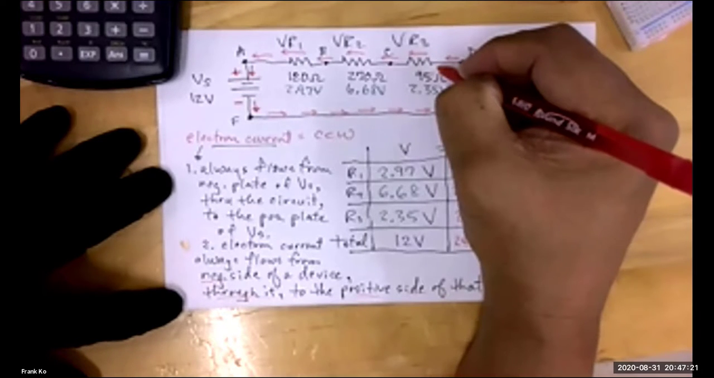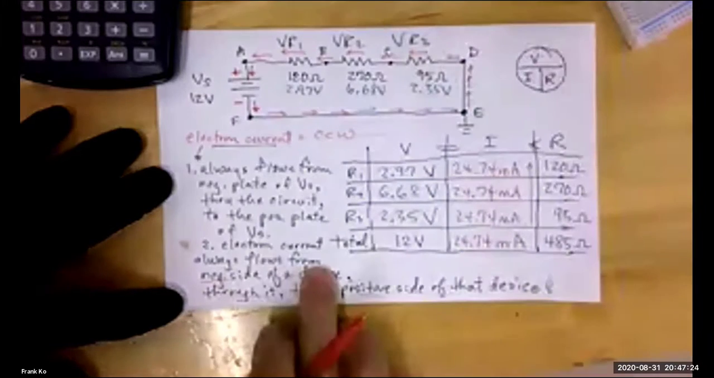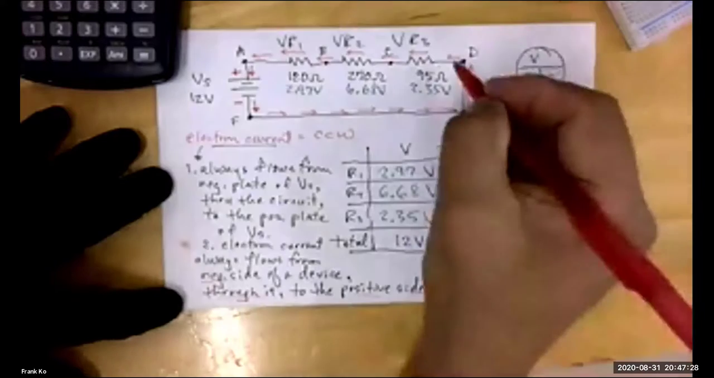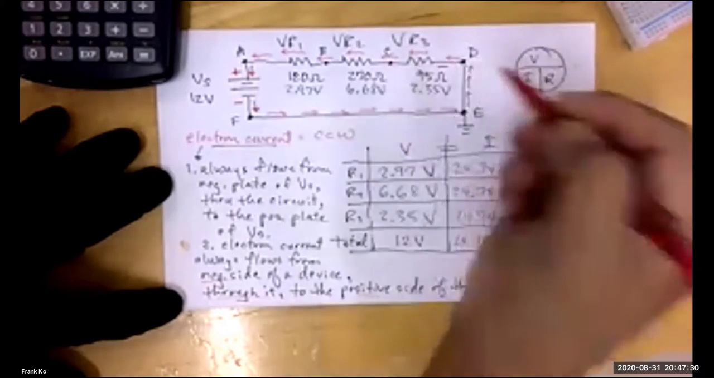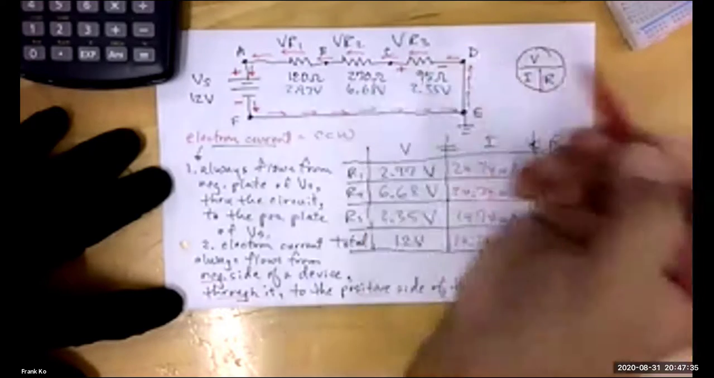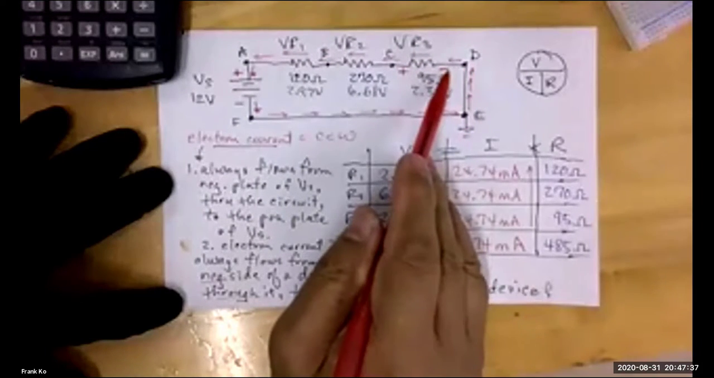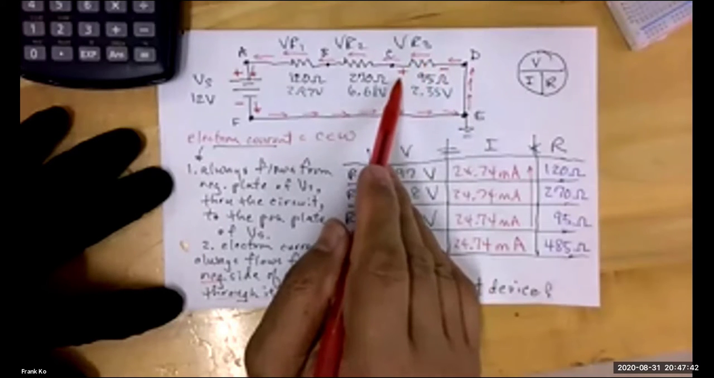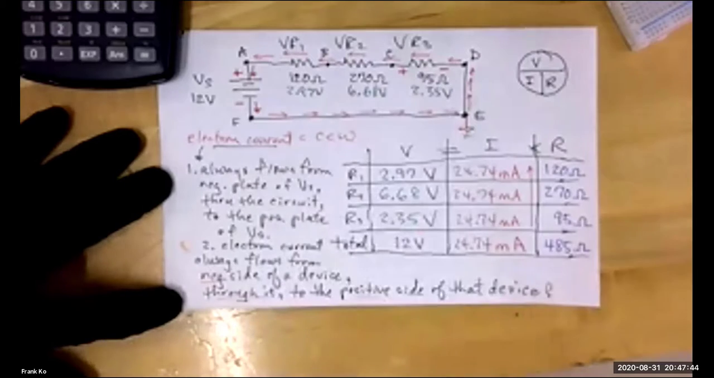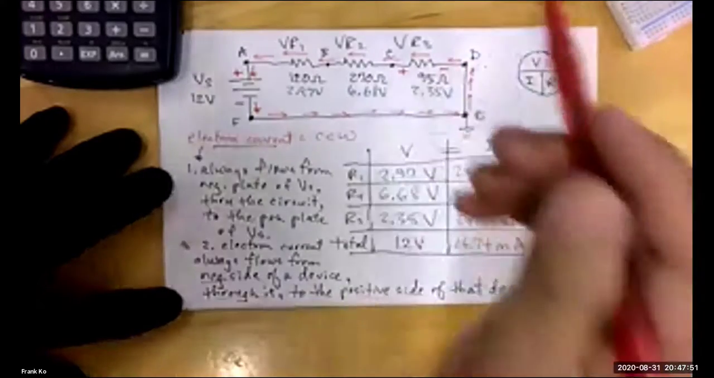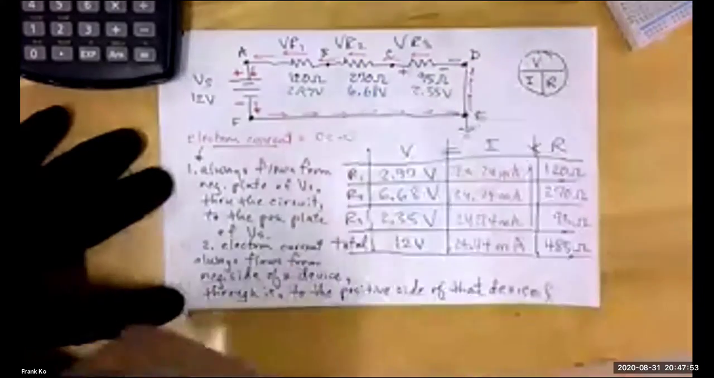Negative. How many people agree with negative? Read your definition. Electrons always flow from the negative side of a device through it to the positive side. The entry side must be negative, the exit side must be positive. Is R3 polarized? The right side should be negative, the left side should be positive. I think I spoke that correctly a moment ago.